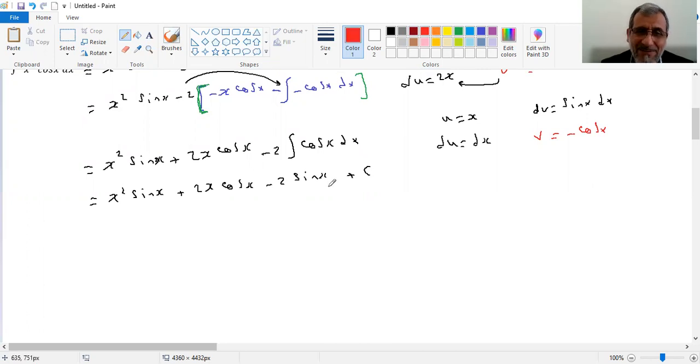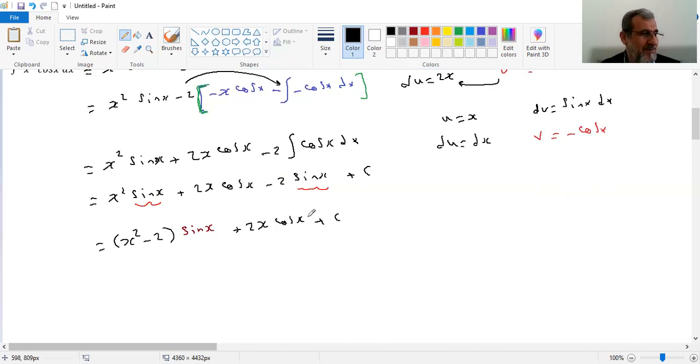It can be simplified because I have sine here and sine here, so I can take sine x as a common factor. Then what we have is x squared minus 2, times sine x, plus 2x cosine x plus c. So this will be the answer of this one.